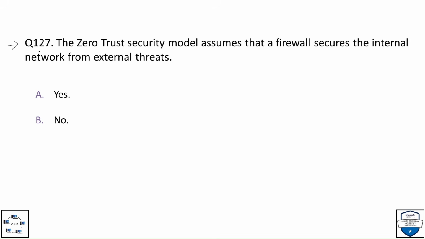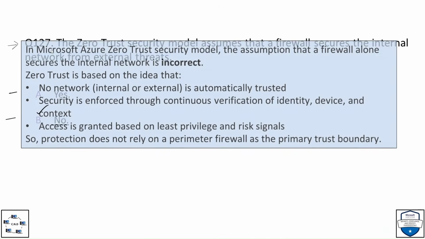Question number 1 to 7. The Zero Trust security model assumes that a firewall secures the internal network from external threats. Option A, yes, and option B, no, and the correct option is of course no.